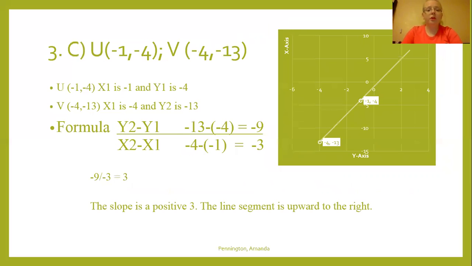Okay, then for our third one, we have U. It's going to be negative 1, negative 4, and V is negative 4, negative 13. We're going to plug those coordinates in. So negative 13 minus negative 4 equals negative 9, and negative 4 minus negative 1 equals negative 3. Negative 9 divided by negative 3 equals 3. The slope is a positive 3, and this line segment is going to go up to the right.